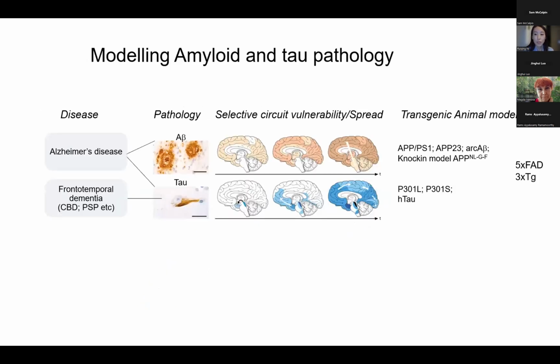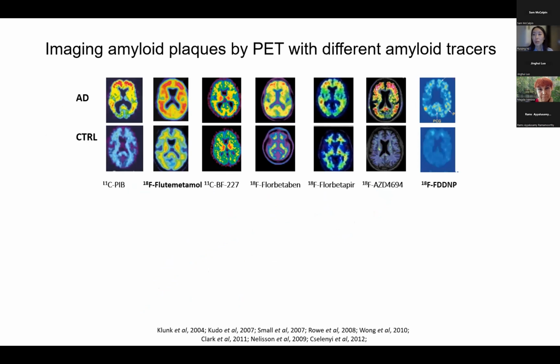We mainly use transgenic animal models such as APP-PS1 and Arctic A-beta mice to represent amyloidosis, and tau mouse models with P301L and P301S with four-repeat tau to model the tauopathy. There has been a rapid development in amyloid imaging tracers. Three of these tracers have been approved by the FDA and EMA, and amyloid imaging has demonstrated its clinical utility and validity.